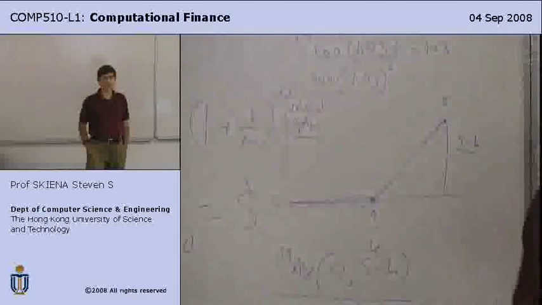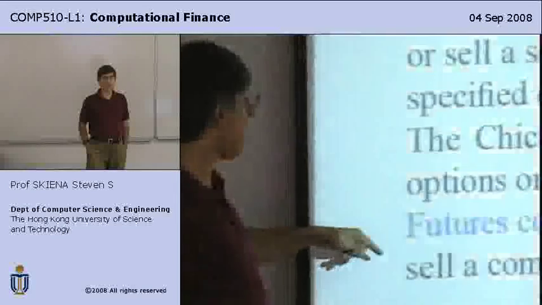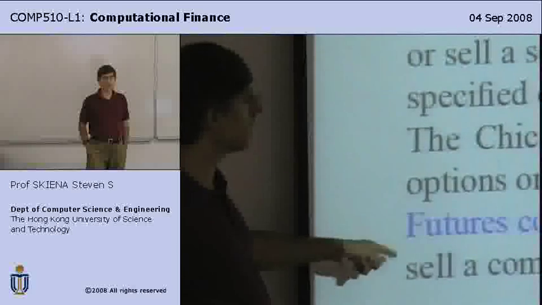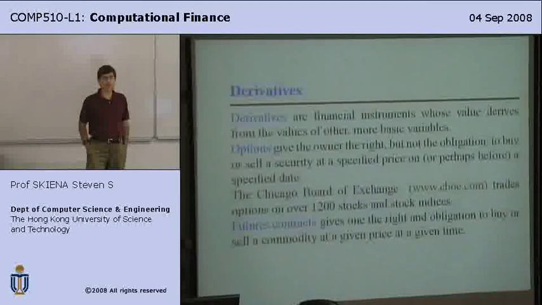So options give me the right to trade these things. Futures contracts give me both the right and the obligation to buy or sell something at a given price at a particular time. So futures contracts make sense if, let's say, I needed those pork bellies, right? If I have a contract to buy pork bellies from someone at a particular time, I am guaranteeing that I will buy them. I have both the right to buy them at a particular price and an obligation to buy them. You see what the difference is between an option and a futures contract?